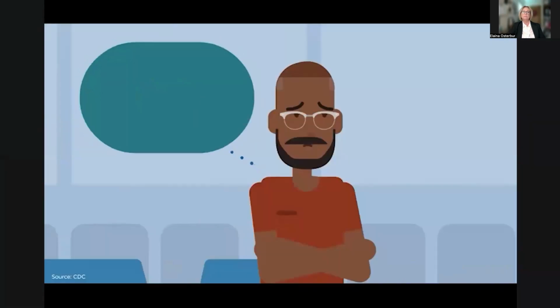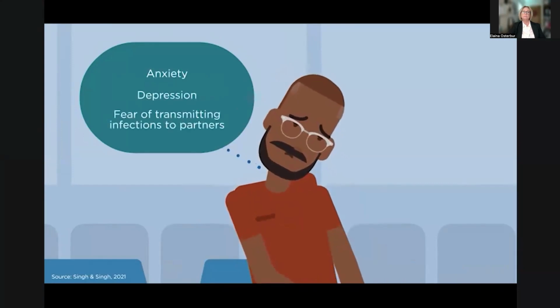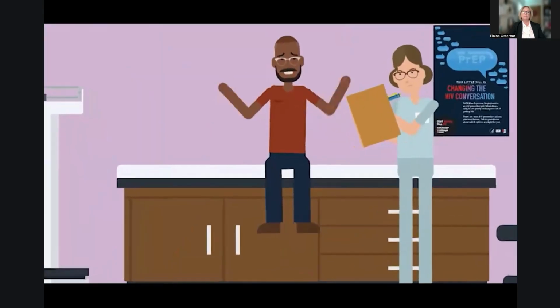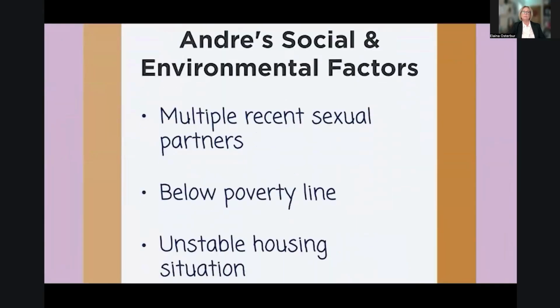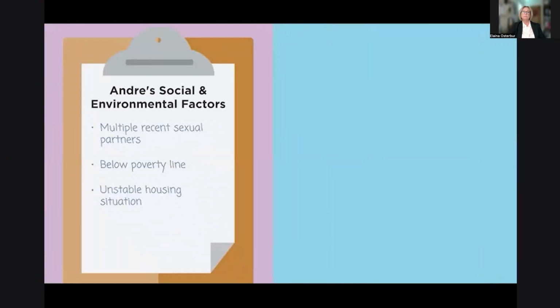Having HIV can cause major stress. This, combined with a new STI diagnosis, can affect Andre's mental health. He may experience anxiety, depression, or fear of transmitting the infections to his partners, which can affect his overall well-being. Andre also experiences social, structural, and environmental factors that influence and interact with his health conditions. These factors can have a negative impact on his health.